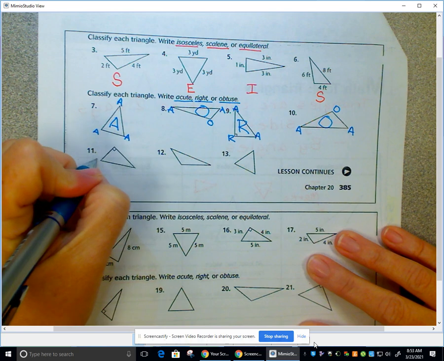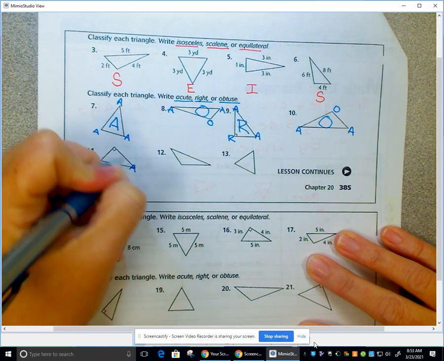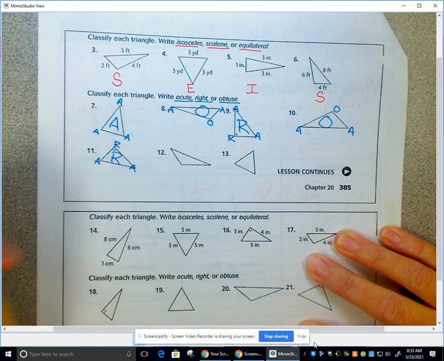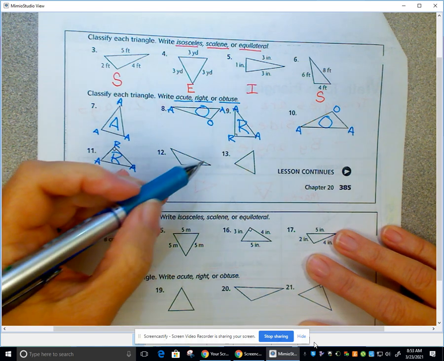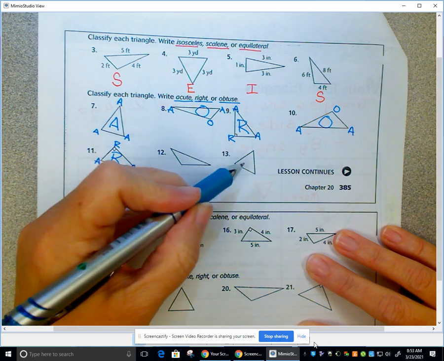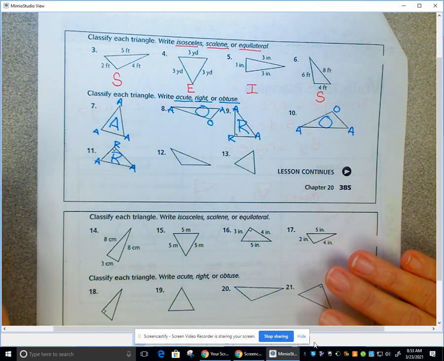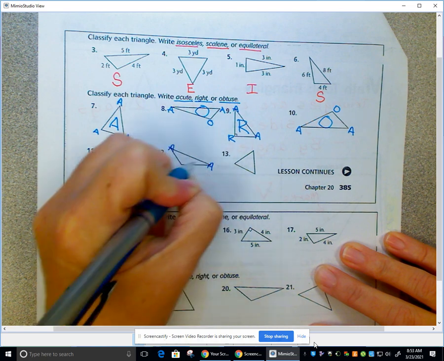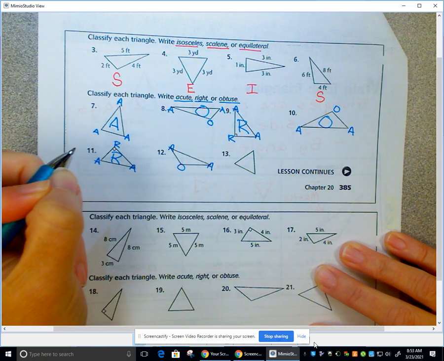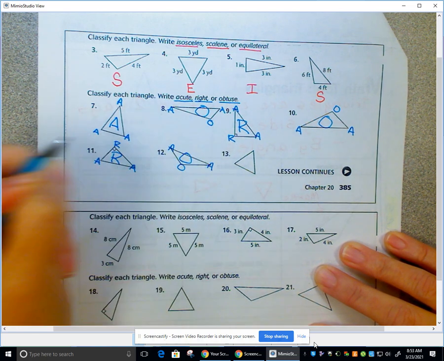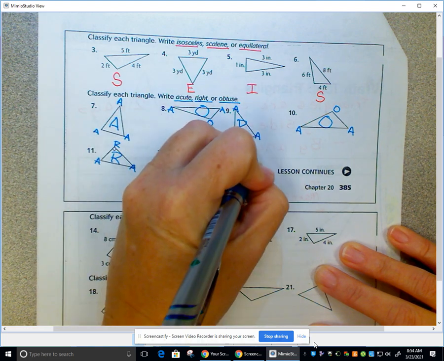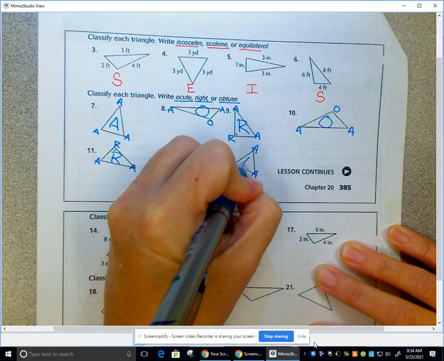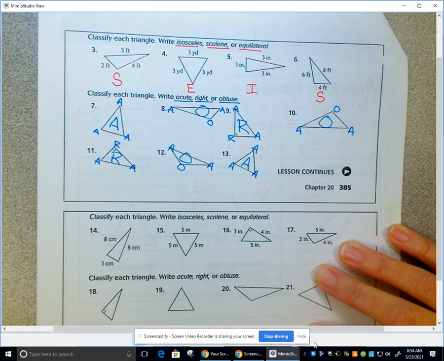Look at 11, acute, acute, right. So this is a right triangle. Pause it and try these on your own and then play it and see if you were correct. Acute, acute, obtuse. So this would be obtuse. Acute, acute, acute. So that would be an acute triangle.